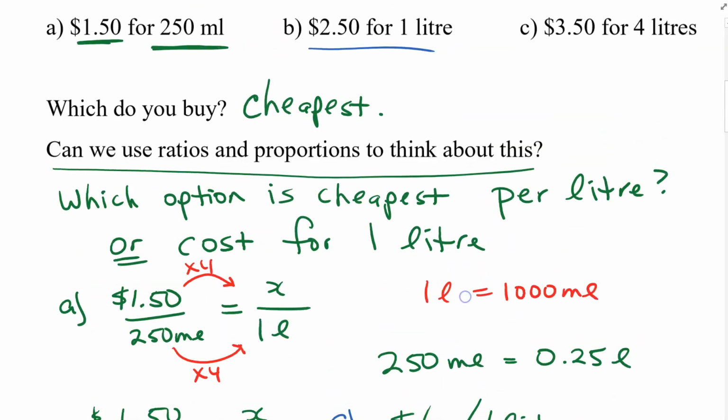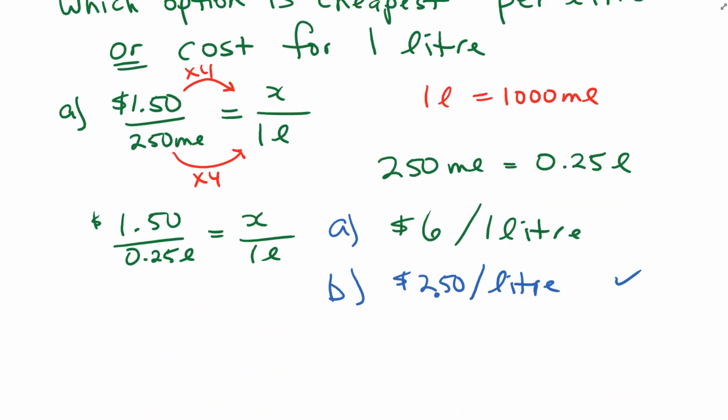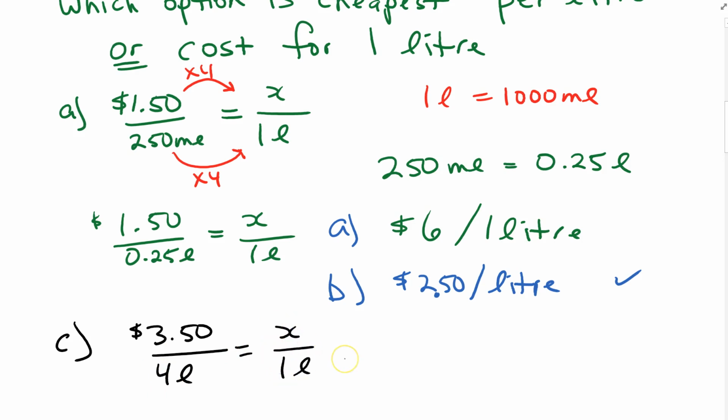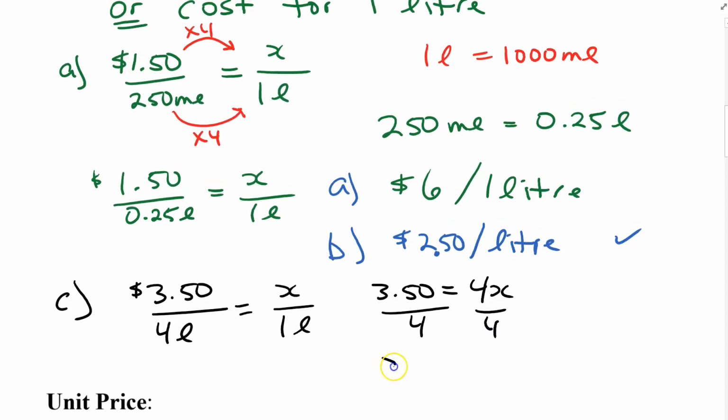Let's look at our last one, C. It's $3.50 for 4 liters. So $3.50 for 4 liters is equal to X over 1 liter. Some of you might look at this and say, hey, I can divide by 4. Well, I'll just multiply it out. 350 times 1, that's 350. It's going to be equal to 4x. And if I divide both sides by 4, then I'll get an answer.